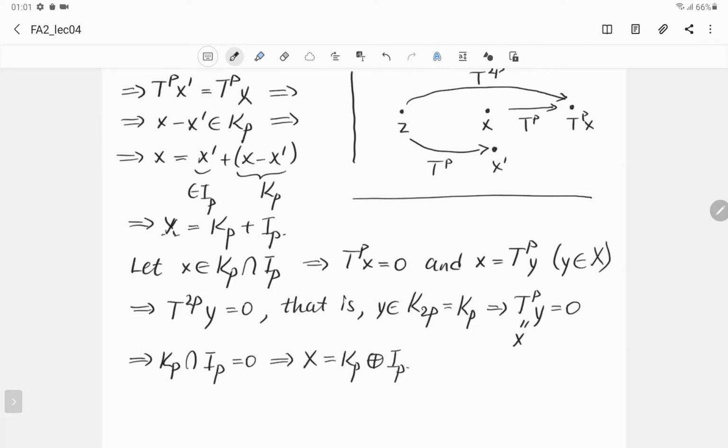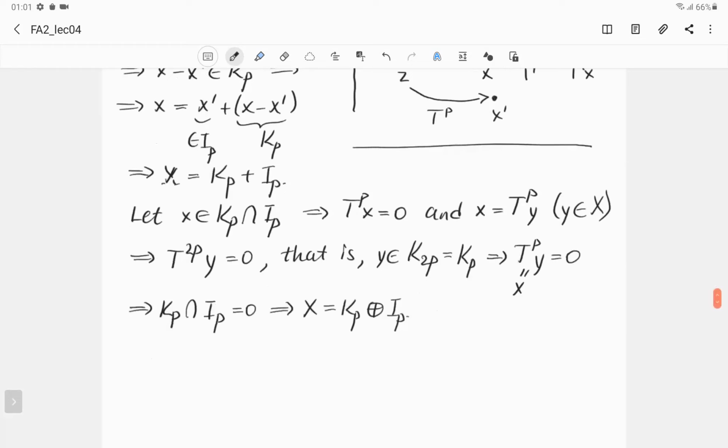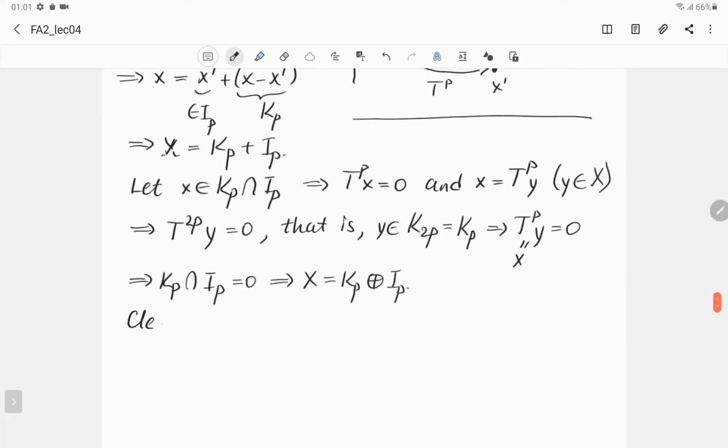Good. So now to complete the proof, we have to show that T restricted to Kp is, well, first of all, it's clear that both of them are invariant, that is immediate from their construction. So clearly, Kp and Ip are T invariant. And it's also clear that T restricted to Kp is nilpotent, just by the very definition of Kp.